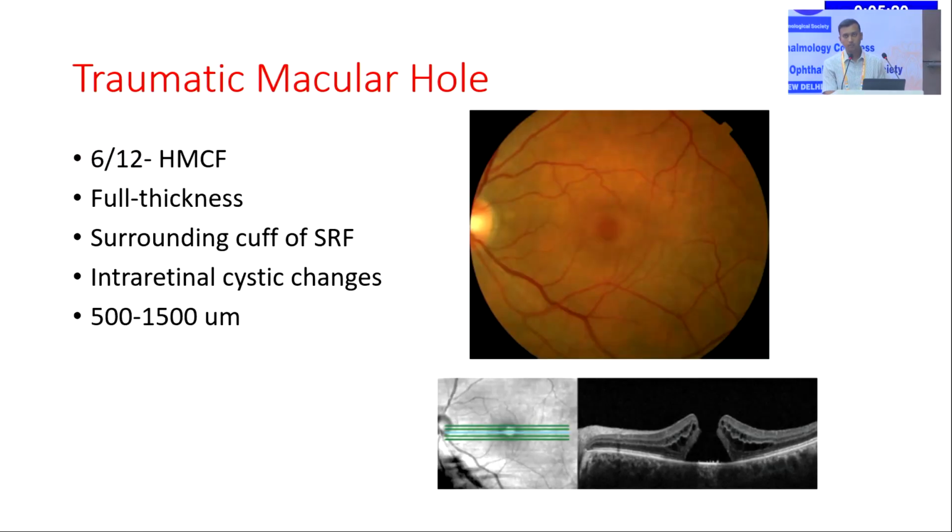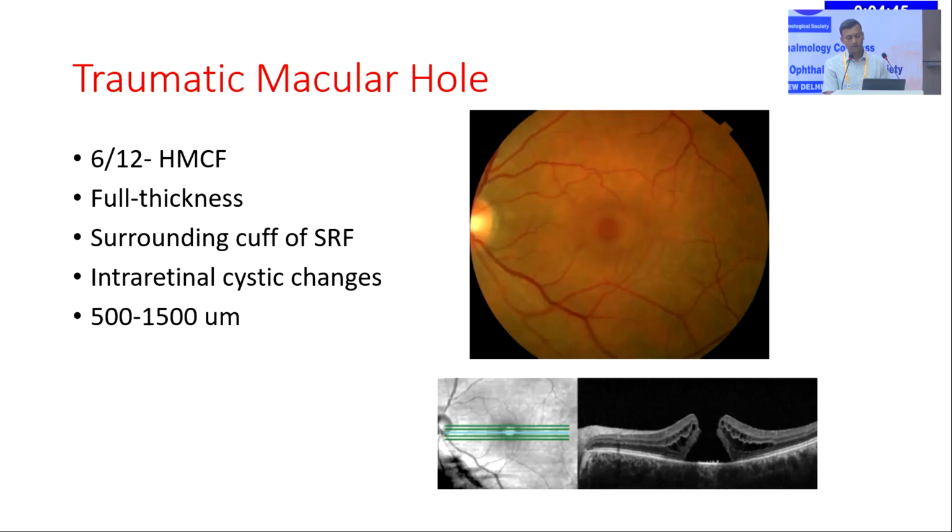The third most common entity is a traumatic macular hole. This is again commonly seen after a blunt trauma, after a road traffic accident, with the patient presenting with a full thickness macular hole. Vision, depending upon the magnitude of injury, can range from 6/12 to hand movement. Generally, we must rule out the element of traumatic optic neuropathy also, because this is very important. If we counsel the patient for surgery, and there is an accompanying traumatic optic neuropathy, then the vision gain after surgery is very minimal.